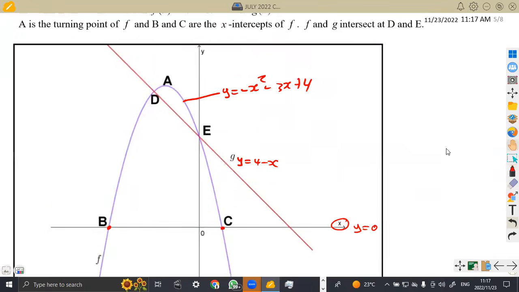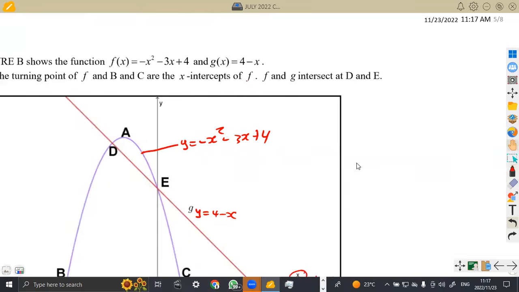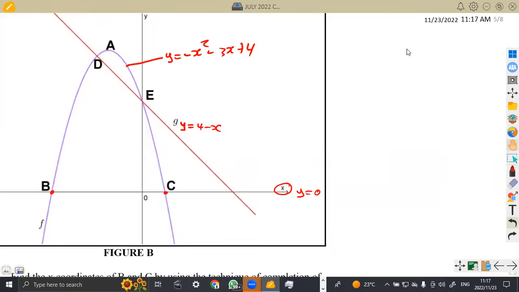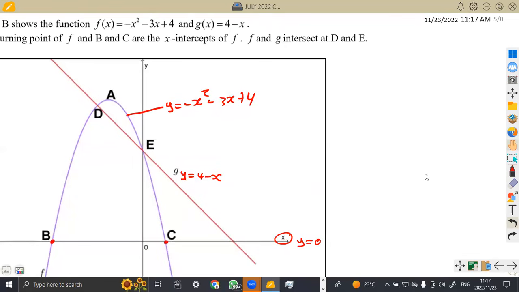Okay, so for B and C, we are going to use the completing the square method. So I'm just going to write the question here, that's 5.1.1. That's from our f of x. We had our f of x being equal to minus x squared minus 3x plus 4. To find the x-intercepts, we say y is supposed to be equal to 0. So this part is supposed to be equal to 0. But you're told the method to use: not factorization, not the quadratic formula, but the completing the square method.